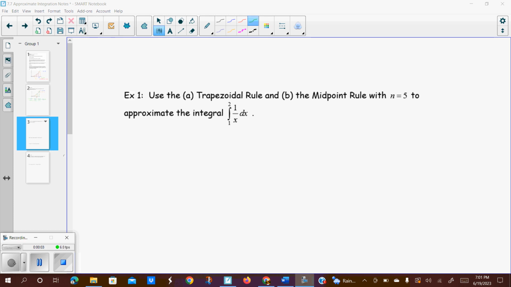Okay, this is section 7.7, video 2. In video 1, we pretty much just developed the idea and the formulas for the midpoint rule and the trapezoid rule. So now we're going to go ahead and put those to use.